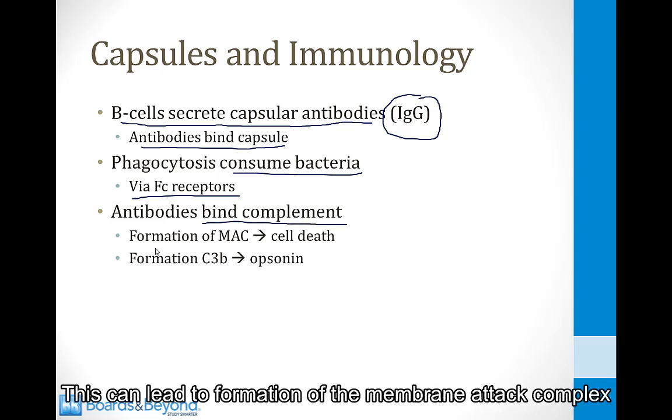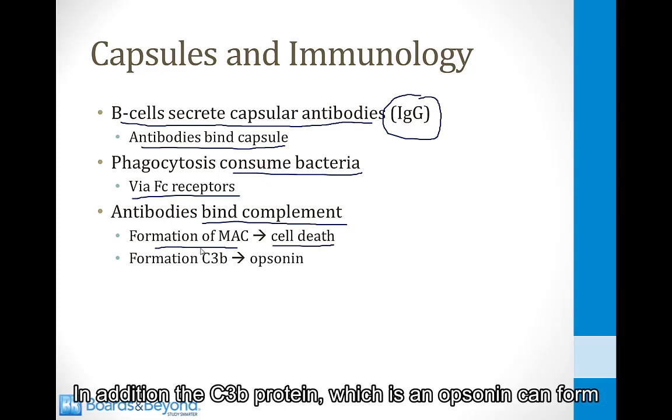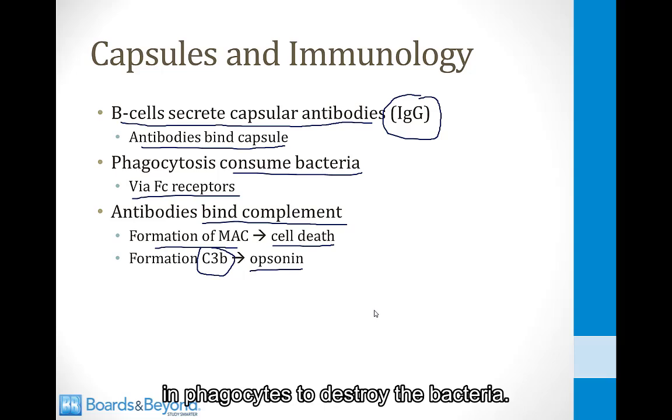In addition, the antibodies that bind to the capsule can activate the complement cascade. This can lead to formation of the membrane attack complex, which leads to cell death. In addition, the C3b protein, which is an opsonin, can form on the surface of the capsules, and this can draw in phagocytes to destroy the bacteria.